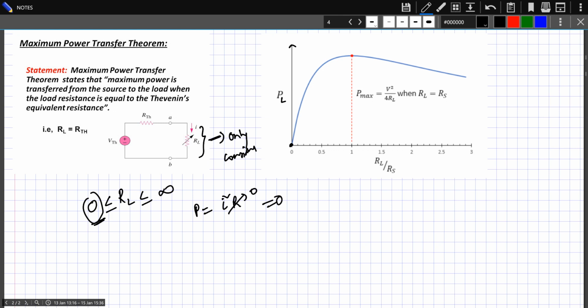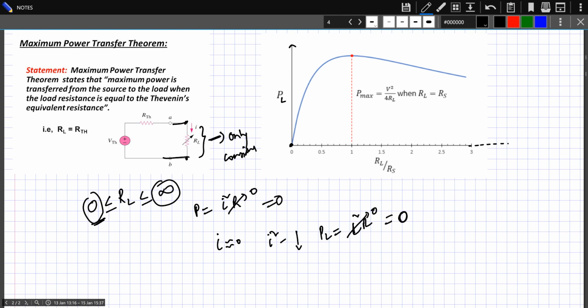Now we increase the load resistance to the maximum value, essentially open circuiting the whole circuit. The current flowing through the circuit will be minimal, approximately 0, a very small value. When we do that, the I square term drops even further. The load power is I square R, and with I square being very small, we can consider it as 0. So the load power will go to 0.